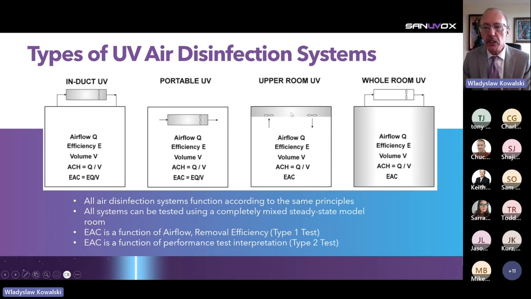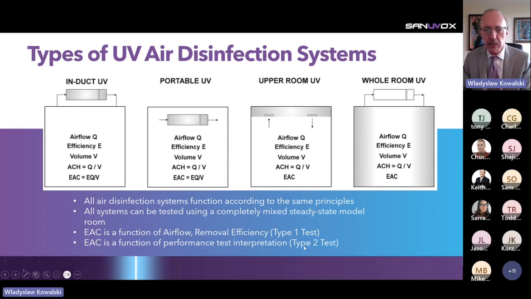We have another system that's very common, the upper room system. It too will have an airflow. It too will have a measurable efficiency. It can be applied in a volume. However, the air change rate per hour does not necessarily define the equivalent outside air. This is a matter that depends on your performance test results. We have to compute REACs based on performance test results.